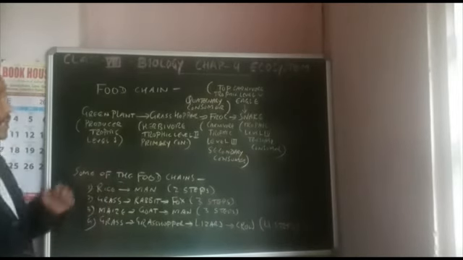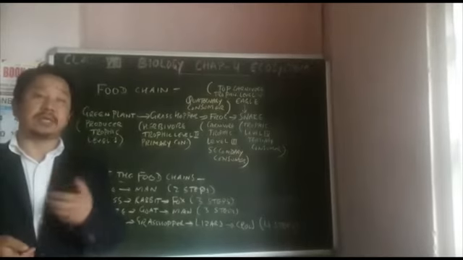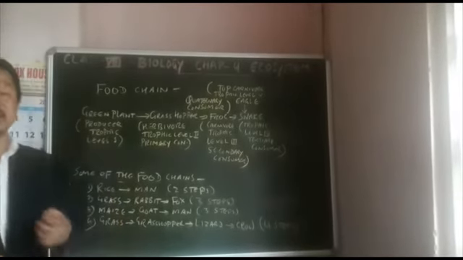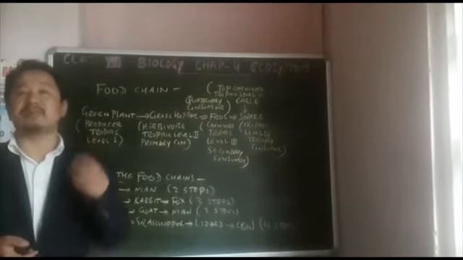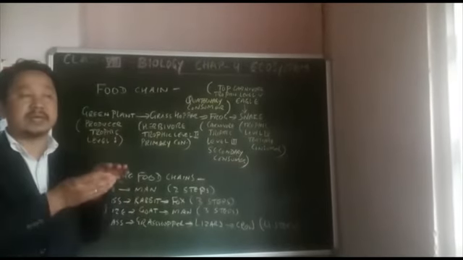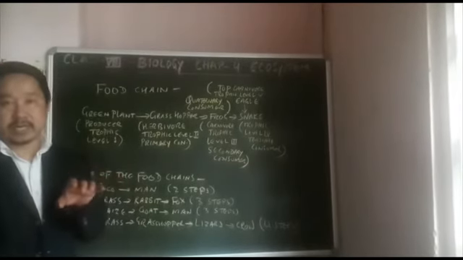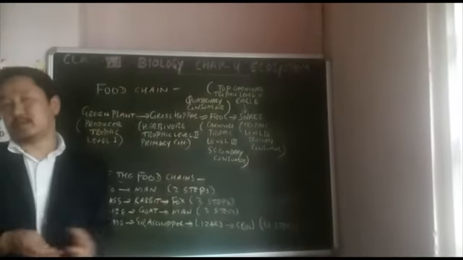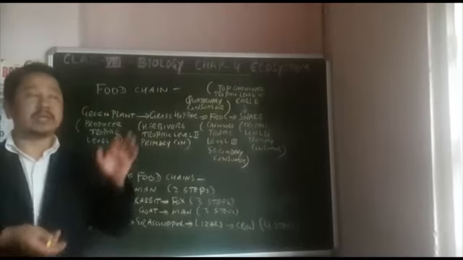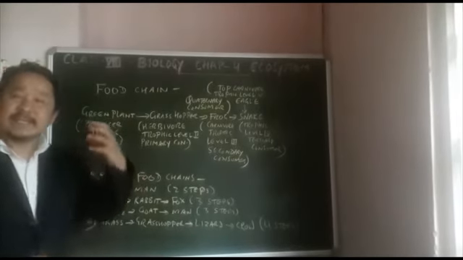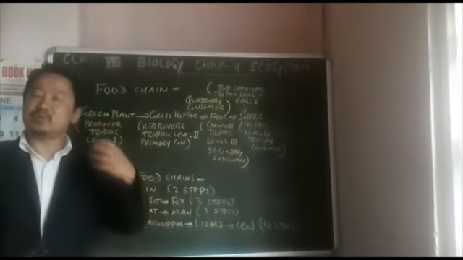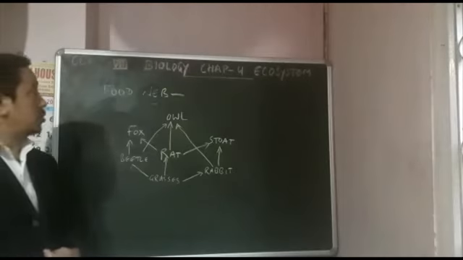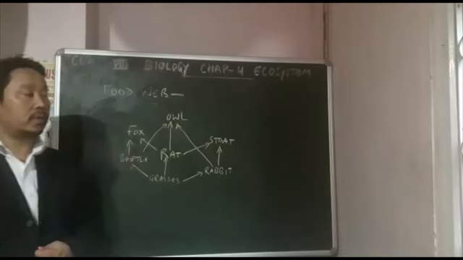Whatever it is, I think you are clear with the meaning of food chain. It is nothing but the sequence of organisms in which one organism eats the lower organisms, and that organism will be eaten up by the higher organisms, where we find the system of eating and being eaten, which you have discussed in the last sessions also. All right, now we'll see food web.